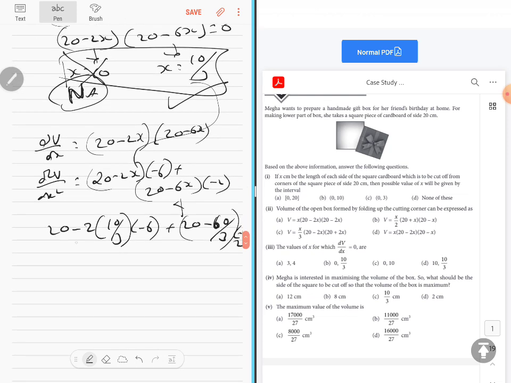So therefore this is 20 minus 20 by 3, 20 plus 6 twos are 120, 120 by 3, which is 40, plus 60 minus 60, the whole thing will become 0. So then we can say it's becoming positive when you double differentiate.